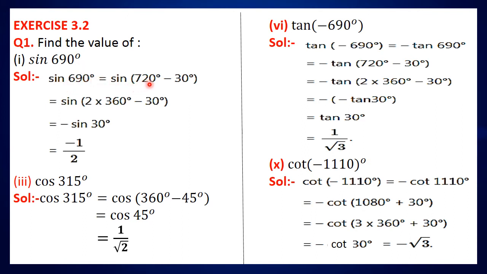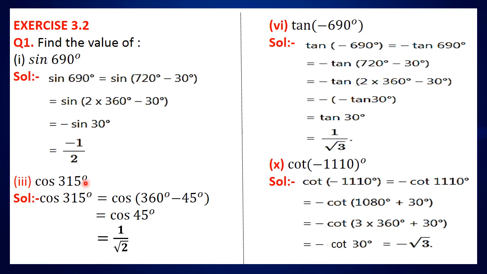Sine 690 can be written as sine 720 minus 30 degree, and 720 is 2 into 360. So the same function only will come, but 720 minus 30 lies in the fourth quadrant where the sine function is negative. So the negative sign also comes here, and minus sine 30. Minus sine 30 is minus 1 upon 2. Sine 30 is 1 upon 2.